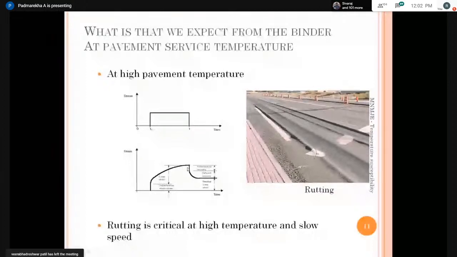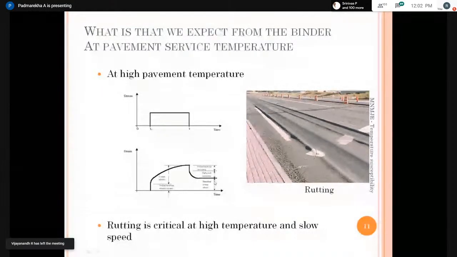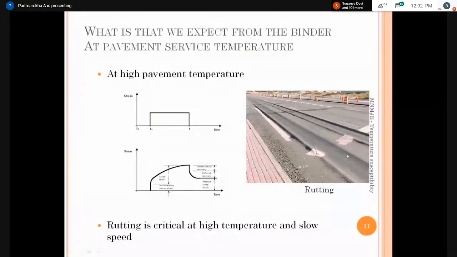Now the question is whether the deformation during the recovery time, or during the rest period, goes to zero, or there is a permanent or residual deformation left. If you have a residual deformation and it builds up over repeated loading, this leads to a failure called rutting, which is nothing but a permanent deformation in the material. You can see a permanent deformation on the pavement. This is due to repeated load action. There is an unrecovered deformation left during a rest period and it leads to a rutting failure.